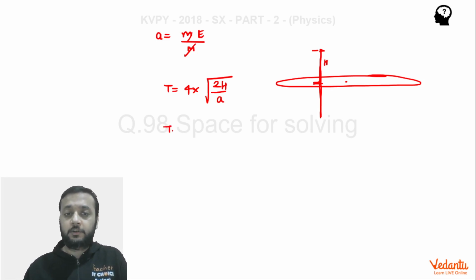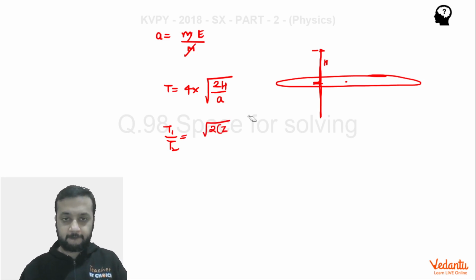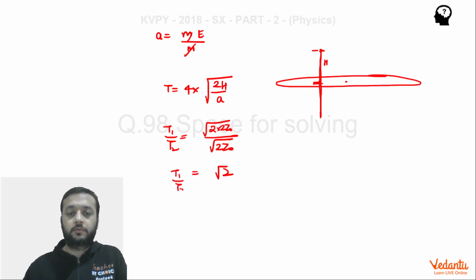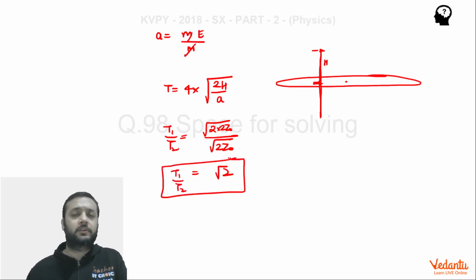So if you see T1 to T2, the first star has height 2z0, and the second star has height z0. So everything will cancel out. We can say that the answer will be root of 2z0 divided by root of z0, correct. So what do we get? √2. T1 is to T2 is to √2. Very simple question. Vertical gravity question, and that's it.